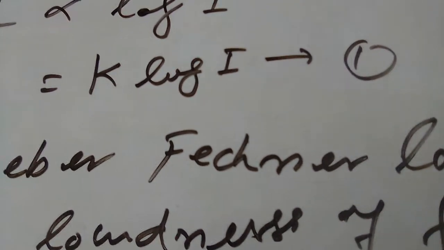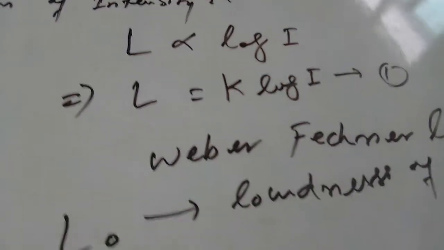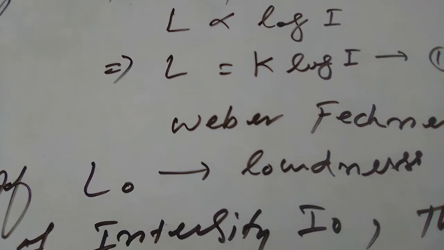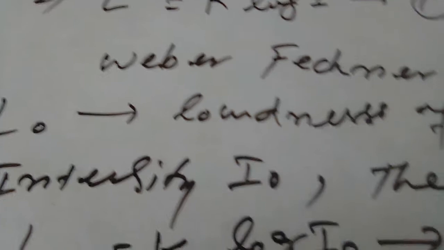If L naught represents the loudness of the faintest audible sound, of intensity I naught, then L naught is equal to K log of I naught. Let's say this is equation number 2.